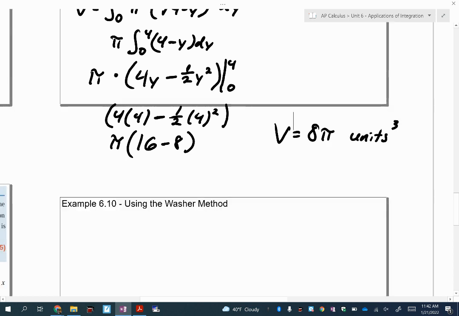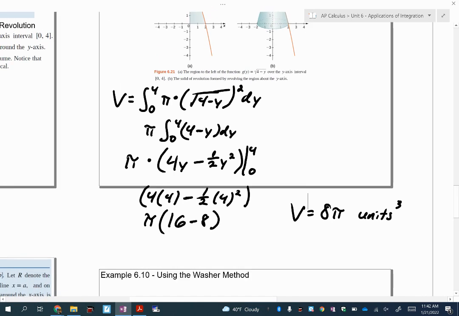All right, so that, again, you'll see very similar work. Like I said, it'll be more complicated on the AP exam because they're going to ask you to first solve the function that they give you and solve it for the other variable. So it does take a little bit more work.